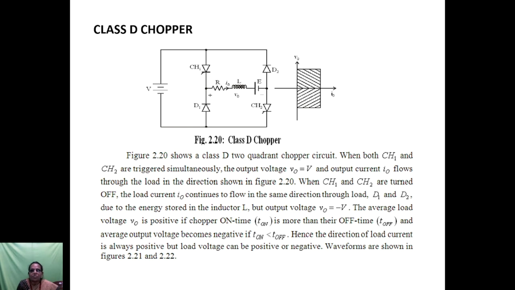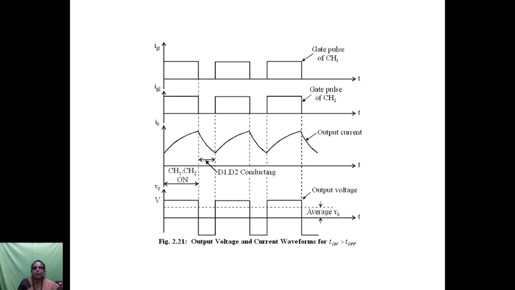Hence the direction of current is always positive, and the load voltage is either positive or negative. The voltage waveform is shown in the figure. IG1 and IG2 are the two gate pulses. When the choppers are on, the current attains a maximum value; when they are not conducting, the current decreases to the minimum value, and at that time D1 and D2 are conducting. This is the output voltage waveform.